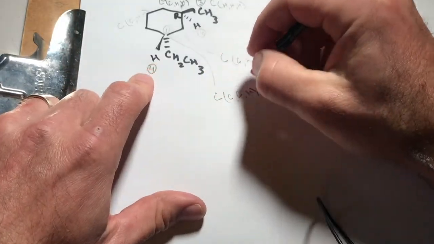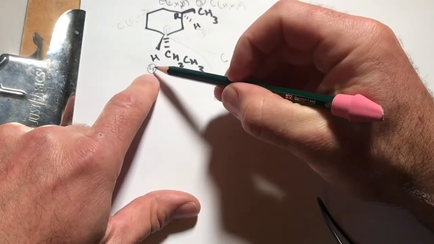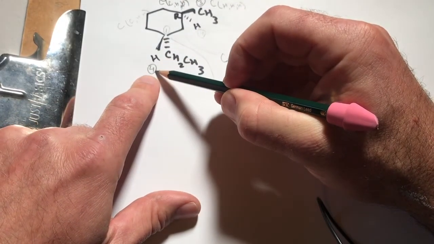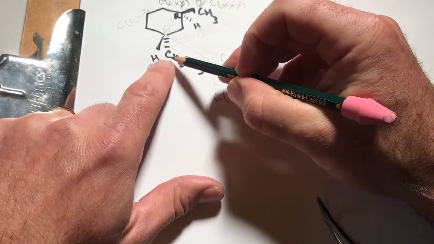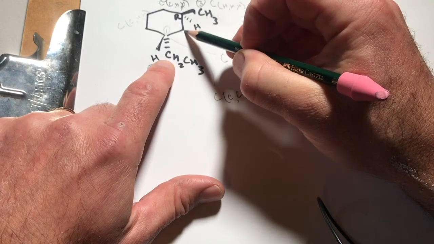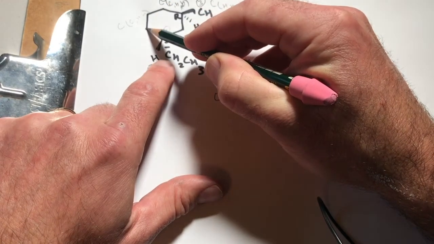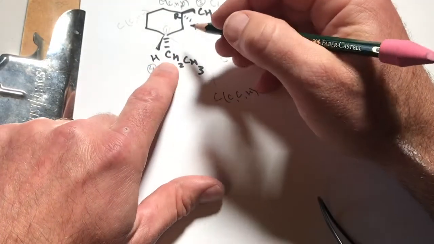I should just redraw it. Yeah, the heck with it. Okay, so we got 4. We look at all these different carbons. This guy is a CHH. That guy is a CHH. This guy is a CHH. Right? So far, nobody wins.